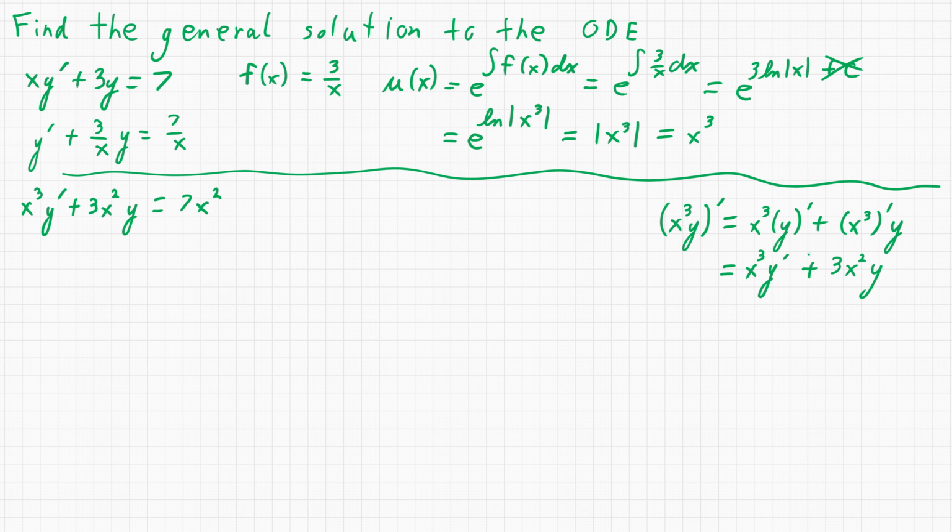And yes, that's good news. This piece right here is exactly the left-hand side we have. So we can collapse this left-hand side using the product rule in reverse to x cubed y, whole thing prime, equals 7x squared.